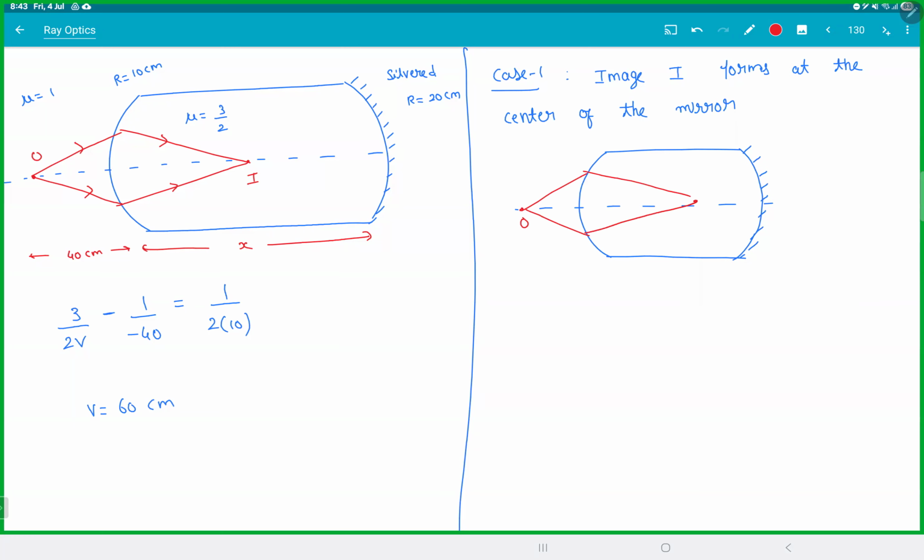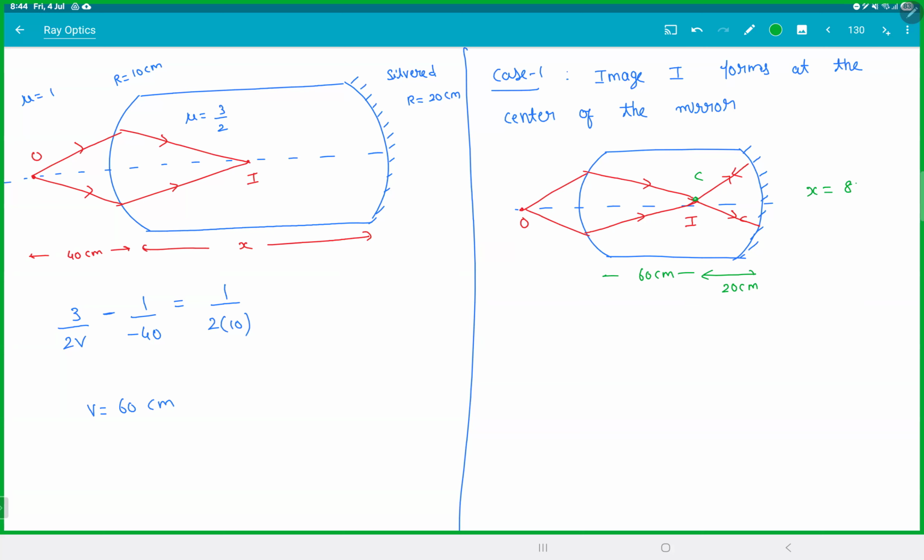So this is the image. Light rays will go like this, retrace and retrace. This is also the center. So this distance will be 20 centimeter. This is 60 centimeter. X is 80 centimeter.